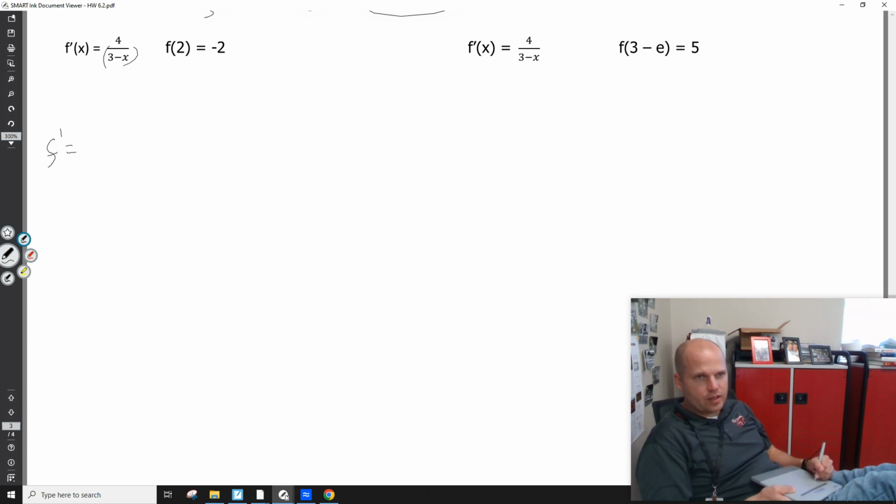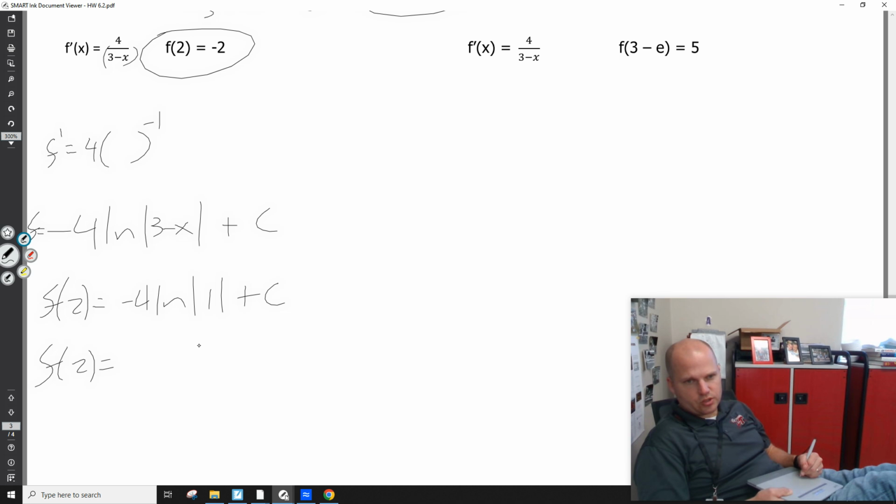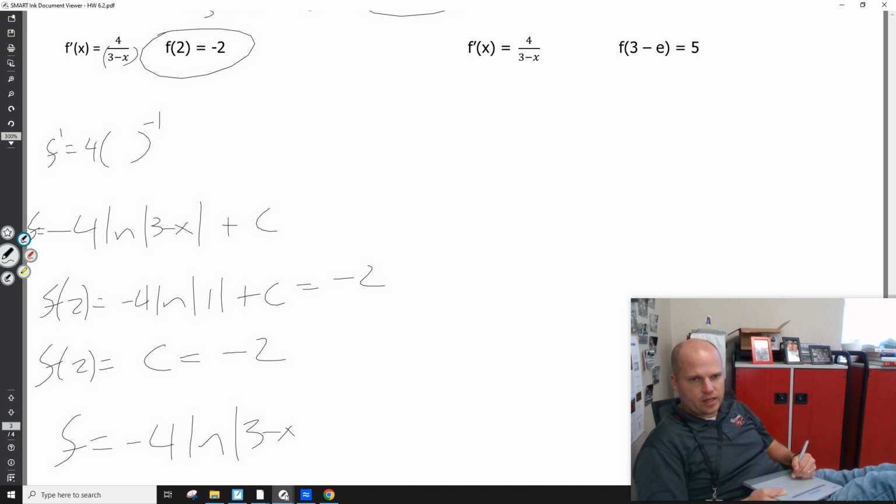I'd rewrite it as 4 parentheses to the negative first. Antiderivative: 4 natural log absolute, undo the derivative of the inside, plus c. f of 2 is negative 2, so f of 2 is negative 4 log 1 plus c. The natural log of absolute 1 is 0. This means c is negative 2, so f is negative 4 log 3 minus x minus 2.